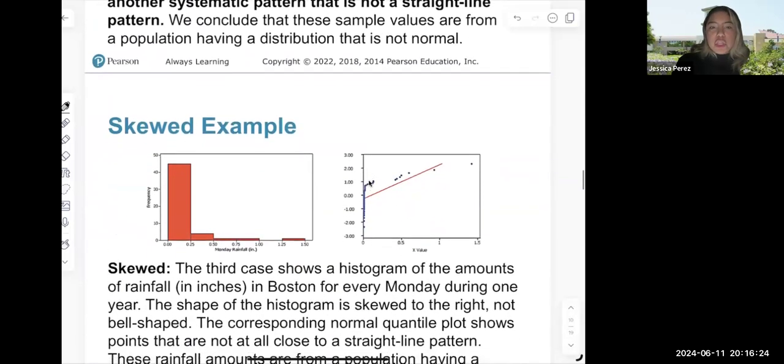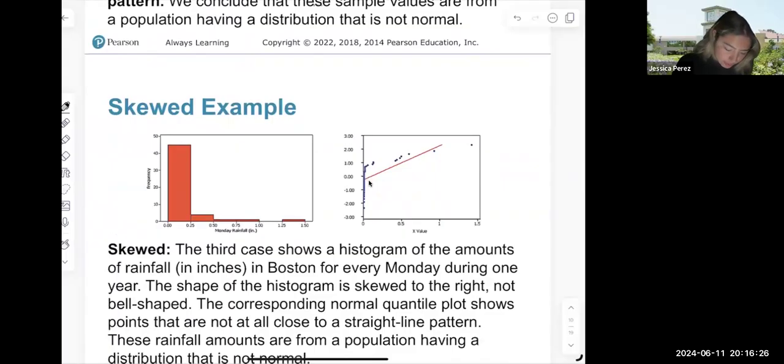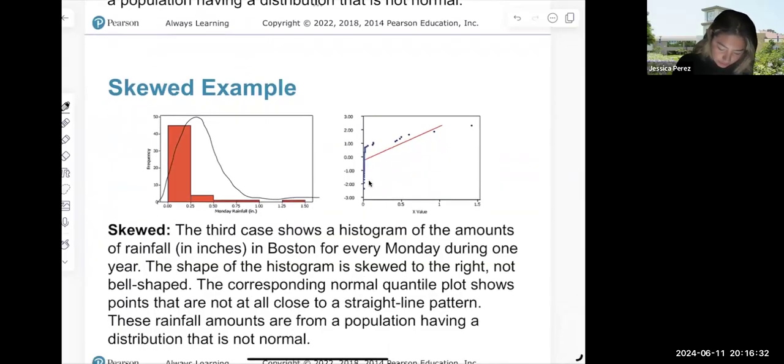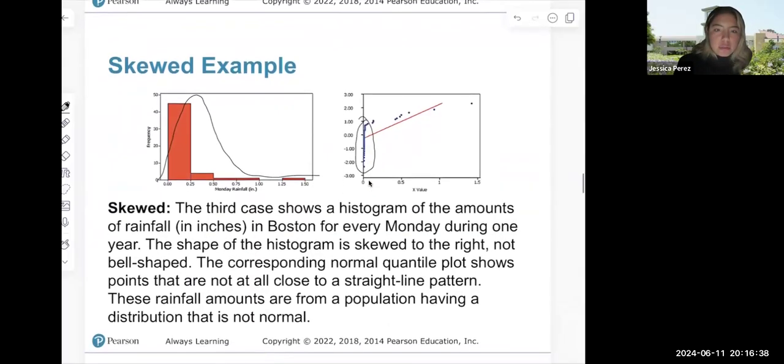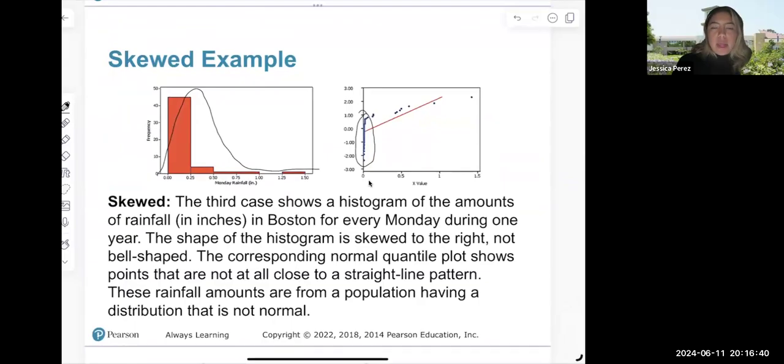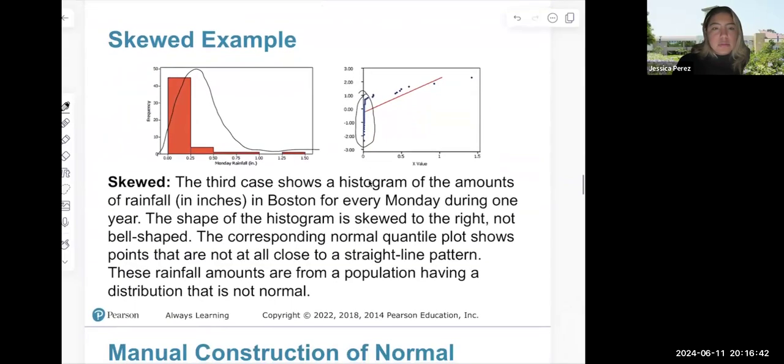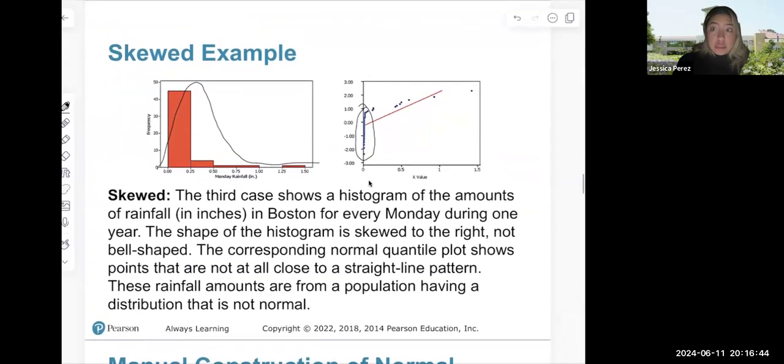We also have a skewed one. Notice how this starts really high. This is super skewed. This one's skewed to the right. And look at this, look how this does not follow a straight line either. This is skewed to the right, not bell-shaped. So this is not normal, it's skewed.